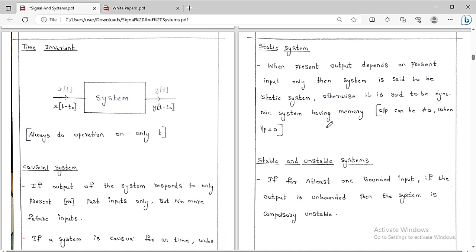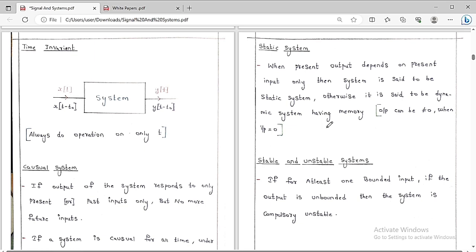If you see clearly, in the case of a static system, the present output depends only on the present values of the input. Then we can say it is independent of the past values of the input. Suppose the present output depends on the past values of the input, then we can say it is a dynamic system, or that it has memory. Memory means it stores the past values of the input also.